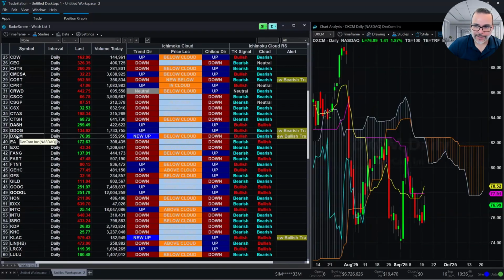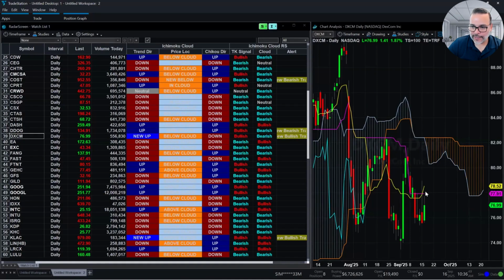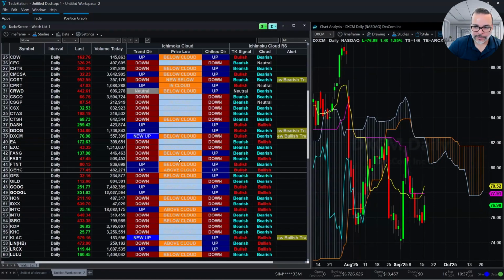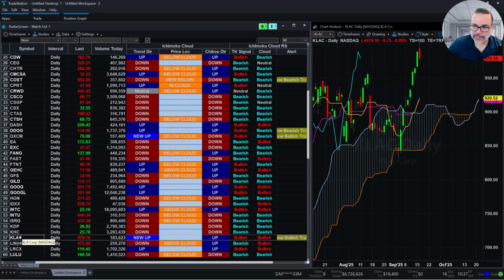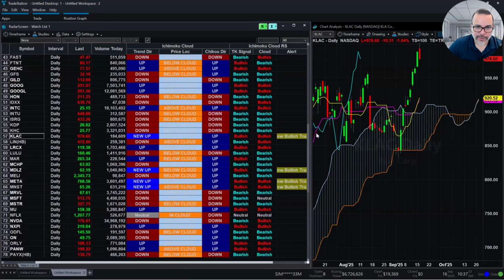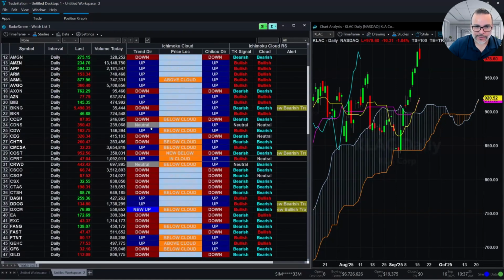DEX is a security, and the new up, I think it's referring to the way that the two lines are crossing at the moment. The Tenkan and the Kijun are crossing on the current bar, and it's just telling you that there's a new up. Let's go ahead and confirm that with this other one, KLAC. Okay, KLA Corporation, and you can see how there's a crossover between the Tenkan and the Kijun. So that new up, it just means that you're getting a crossover. Most of them are new ups. I don't see any new downs, but I do see some neutral.